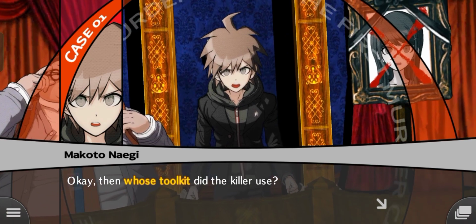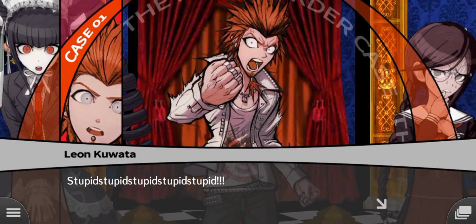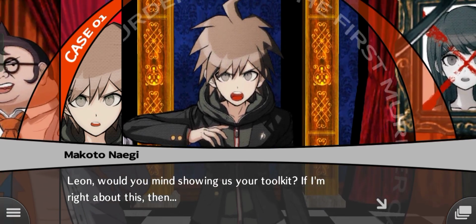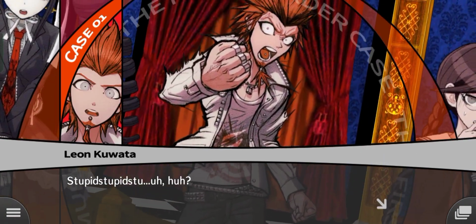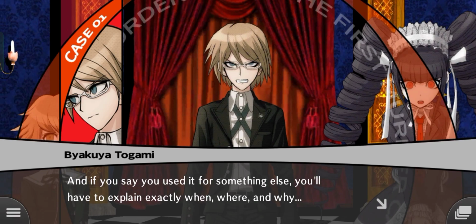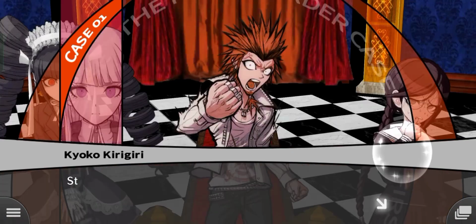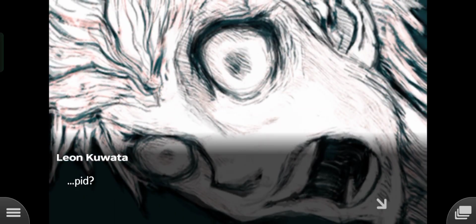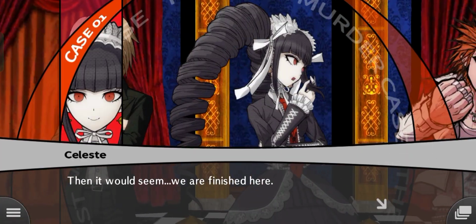Okay, then whose toolkit did the killer use? It had to be their very own toolkit. Leon, would you mind showing us your toolkit? If I'm right about this, then the screwdriver will show some evidence of being used. And if you say you used it for something else, you'll have to explain exactly when, where, and why. And let me say this right now. I lost it isn't an excuse at this point. So, you have no rebuttal? Then it would seem we are finished here.